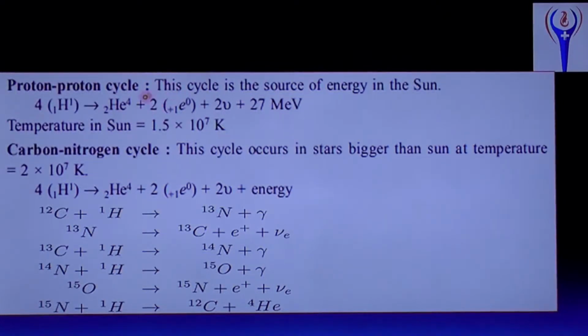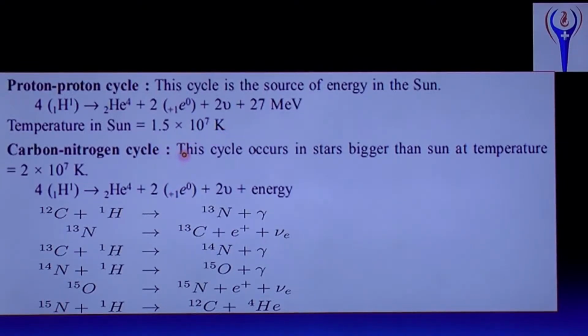Proton-proton cycle. This is a nuclear reaction that takes place in the sun. This cycle is a source of energy in the sun, that is 4 H11 gives He24 plus 2 positron plus 2 neutrino plus 27 MeV. And temperature in the sun will be 1.5 into 10 power 7 Kelvin.